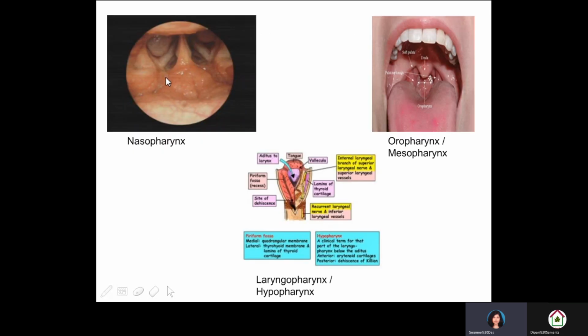Okay, so this is the nasopharyngeal portion, which is viewed from an endoscopic picture. This is the oropharynx or mesopharynx. This can be viewed by bare eyes only, by normal inspection only. And this portion is laryngopharynx. This cannot be seen from the outside. You will have to apply a tool or some optic instrument to view this. Okay, so this one is the laryngopharynx or hypopharynx.